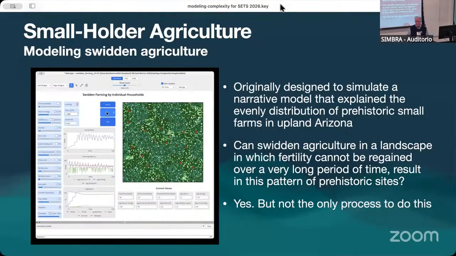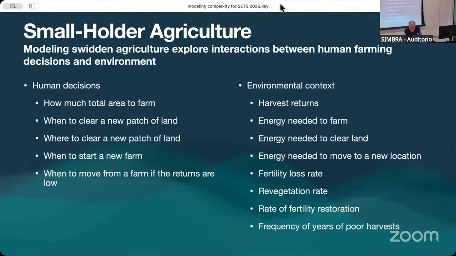But I've used this as kind of a test model to try out multiple kinds of ideas. So I've added increasing amounts of stuff in here. I have human decisions: how much area to farm, whether a big or small area; when it's time to clear a new patch, how much does fertility have to decline before you clear a new patch; where do you want to do it, given that you have to walk to it and get back, and there's costs to go there and costs to clear it and you get certain harvests back. When do you give up and move to a new farm? And if it starts slow, and if you're really successful, can you have a daughter farm that comes off?